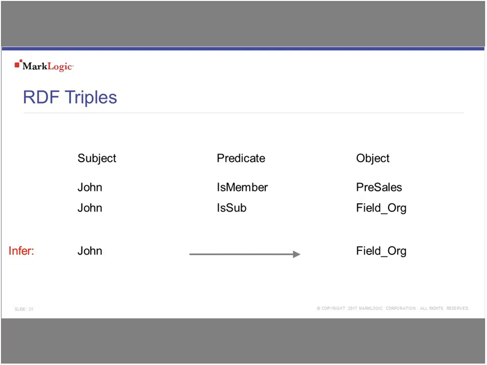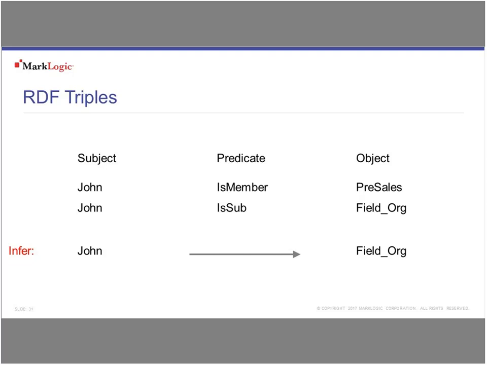So just like we would construct a sentence in the English language, I'm going to be able to tell the computer that John is a member of the pre-sales organization, and pre-sales, you know, and I messed this slide up, and I apologize. What this should say is, it'd be a lot more compelling if it did. This should say pre-sales is a sub of the field organization. And if I have those two facts, that John is a member of pre-sales and pre-sales is a sub of the field organization, then I can infer, and the computer will actually do this for me. It'll make an inference that John is also a member of the field organization.